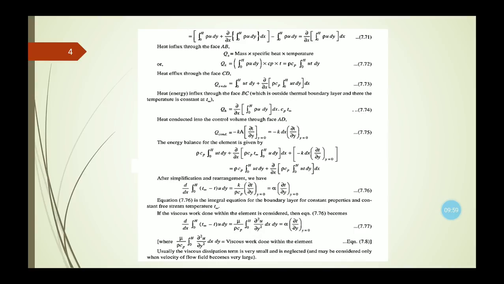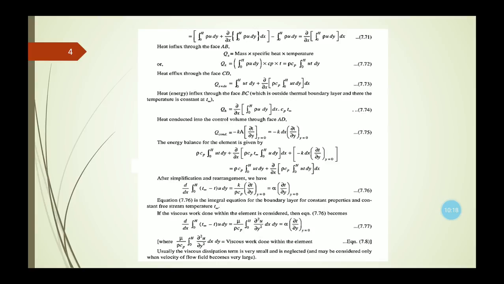Now after some calculation and some rearrangement, we will get the equation number 7.76, which is del x integration 0 to h of (T infinity minus T) u dy. This equals k by rho Cp del T del y at y equals 0.